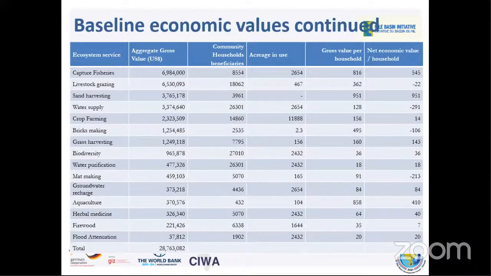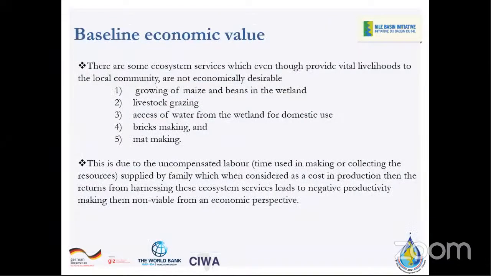So these are now the aggregate figures for each ecosystem service, totaling 28 million. This other column is about the households who benefited or the acreage that was in use. And this is basically the gross value per household. This other column that you can see there. So if we try to make sense of the baseline economic values of this wetland's ecosystem services, then we found that from an economic perspective, there are certain ecosystem services or livelihood sources that are economically undesirable. They bring negative returns if you factor in all the factors, including time. This includes growing of maize and beans within the wetland, livestock grazing, drawing water from the wetland for domestic use, brick making and mat making.